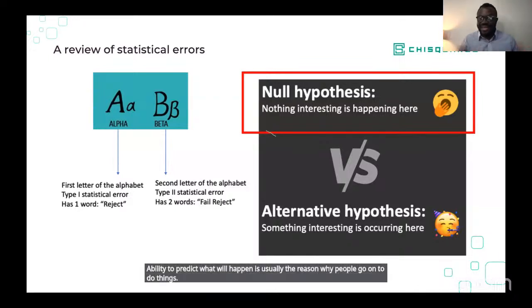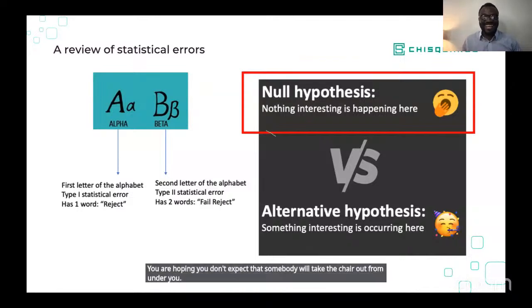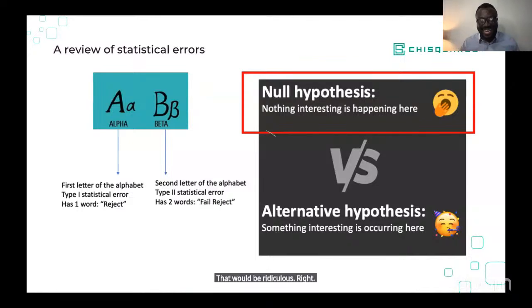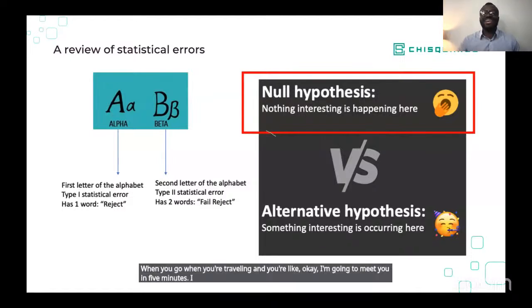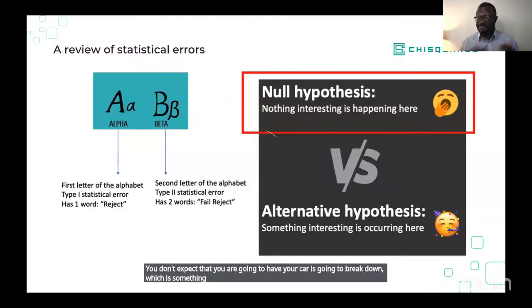Exactly. And think of anything in life. When you go to sit on a chair, you're not looking at the chair, right? You don't expect that somebody will take the chair out from under you. That would be ridiculous, right? When you set an alarm, you expect that you're going to wake up. When you're traveling and you say, okay, I'm going to meet you in 5 minutes, I'm going to drive, you don't expect that your car is going to break down, which is something out of the ordinary. You expect that once you put your key in the ignition, the car will come on. That nothing out of the ordinary will happen, right?